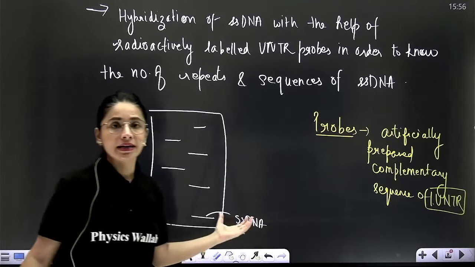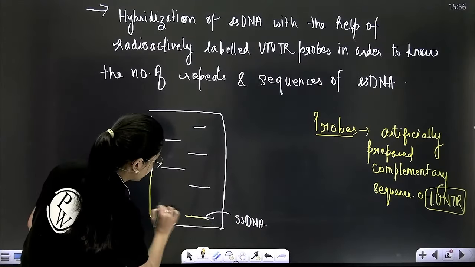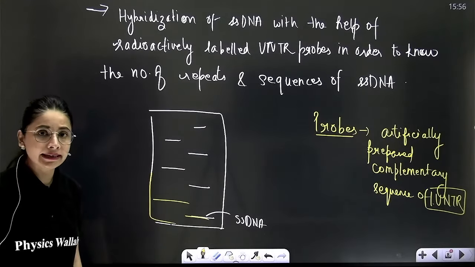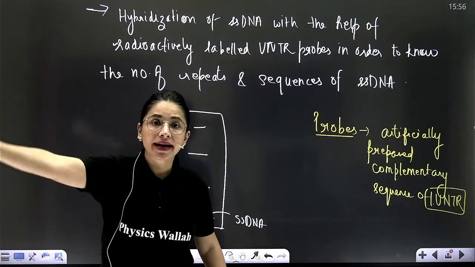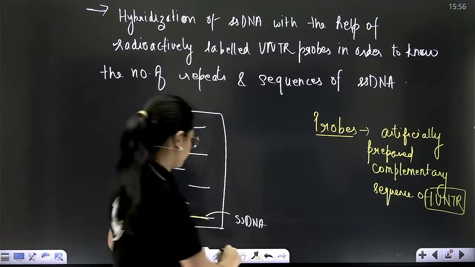Now to this nitrocellulose paper, all those 100 VNTR probes will be added. Those 100 probes will go and bind to their complementary sequences, that means to the original VNTRs.